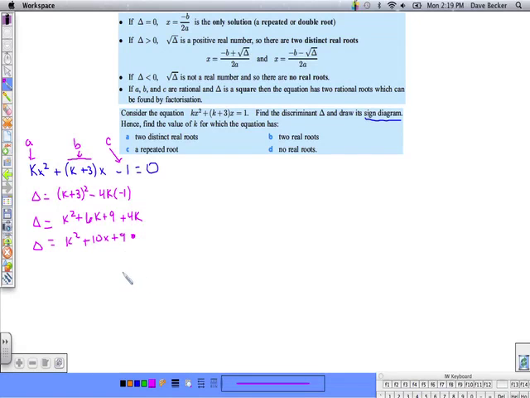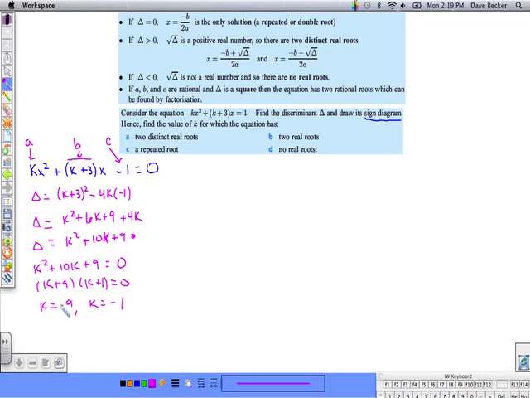So now what? Well, remember, with the discriminant, what we're concerned with is when the discriminant is positive, when it's negative, and when it is equal to 0. So I'm going to set the discriminant equal to 0. Oh, oops, this isn't an x, this is a k, sorry. k squared plus 10k plus 9 equal to 0. And I can factor that pretty easily. (k plus 9)(k plus 1) equal to 0, and I get k equal to -9 and k equal to -1.